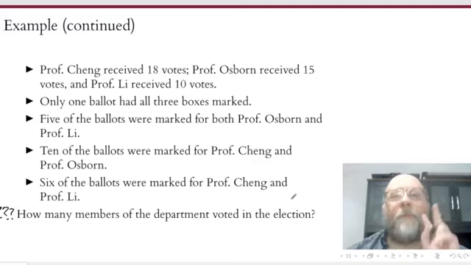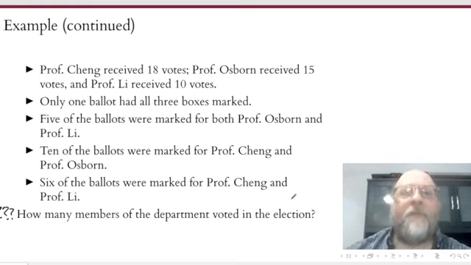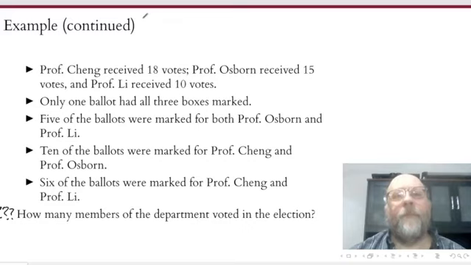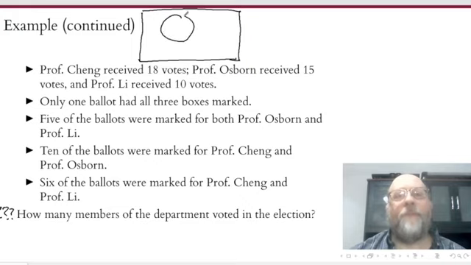I'm going to try this problem in two ways. We're going to do this using a Venn diagram, and then we're going to solve it using the inclusion-exclusion formula, just to demonstrate that both methods lead to the correct answer, so that you have two different tools in your toolbox for solving this kind of question. So let's start with the Venn diagram.